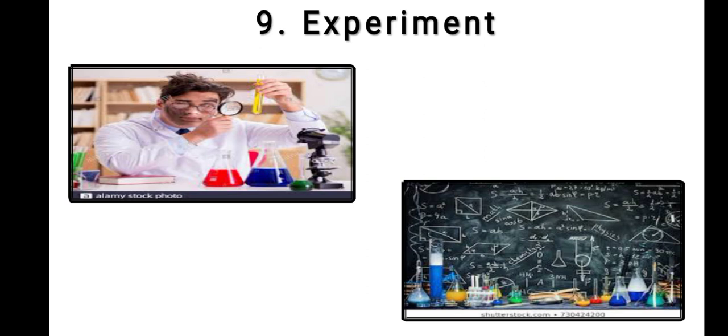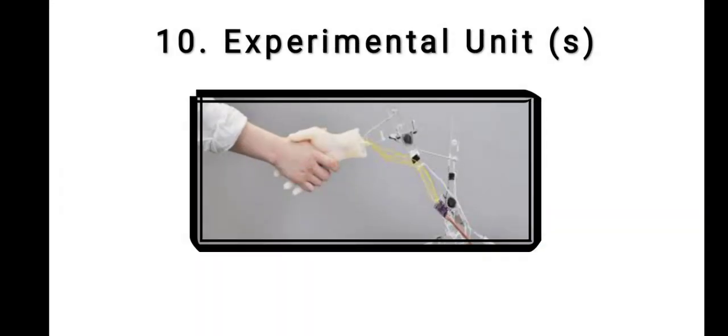The next one is experimental units. The predetermined plots or blocks where the different treatments are used are called experimental units. So such units have to be selected very carefully.